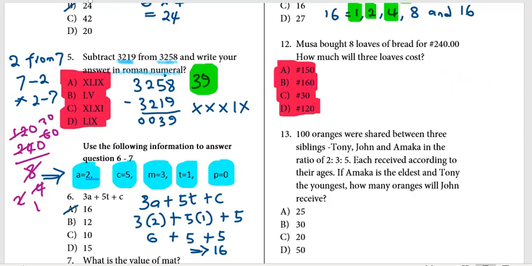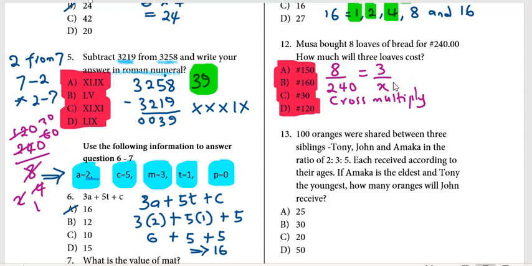Okay, let's continue. Now the other method is proportion. They said 8 loaves of bread cost 240. And then how much will 3 loaves cost? So 3 loaves will cost, we don't know, let's call it X or Y. From this point, because you have 2 fractions set equal to each other, you cross multiply. So we cross multiply here.